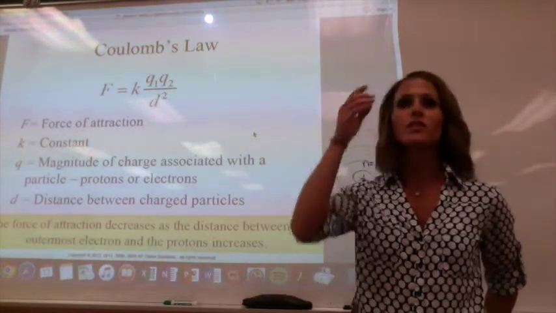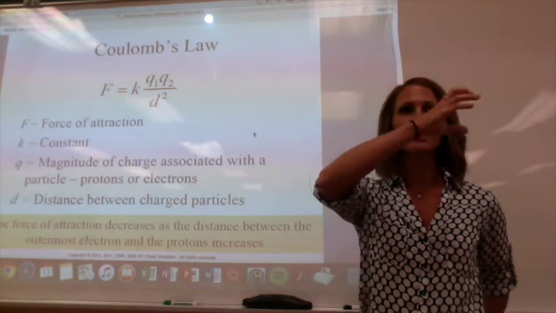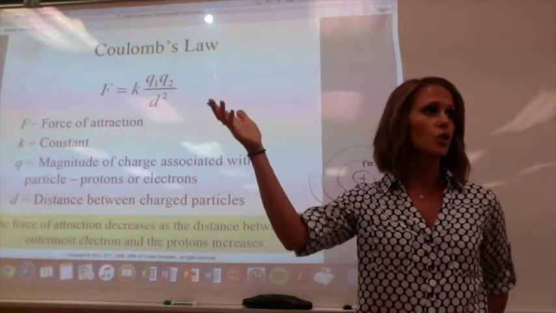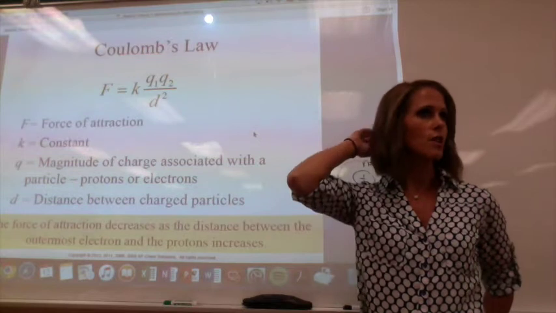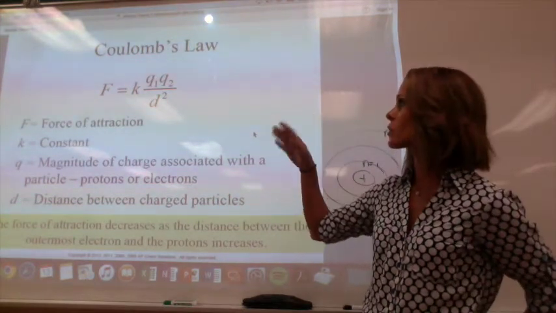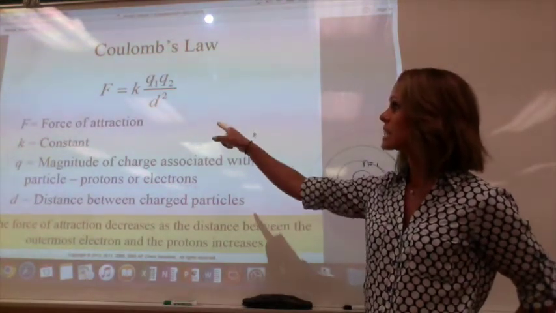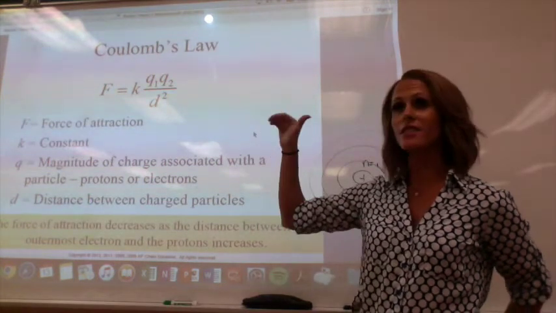But eventually we'll get to compounds, like calcium's a +2 charge and chlorine's a -1 charge, so that's 2 times 1. That's where we'll eventually go with this. But today we're just going to look at protons. D squared is the distance.